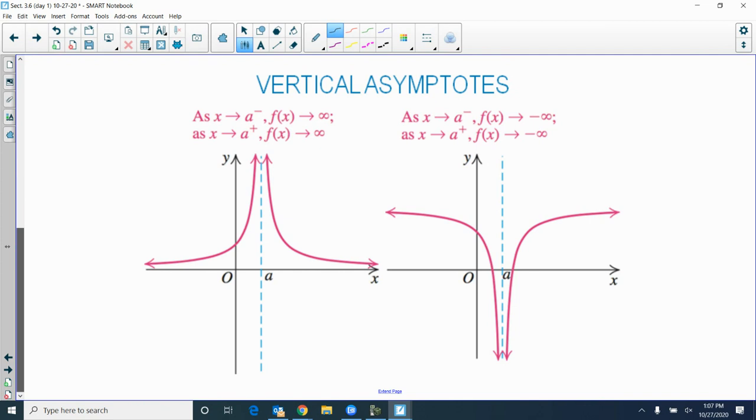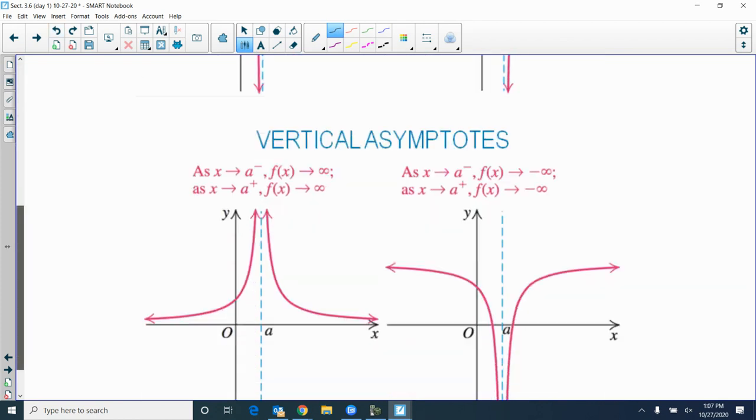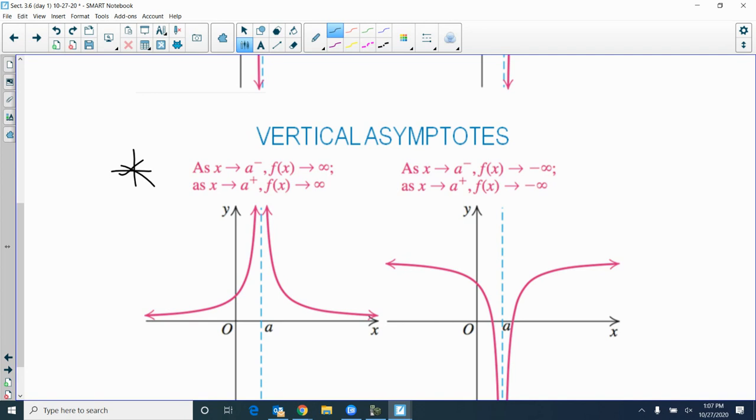So this one here, okay, that first one there, they're both going to positive infinity, and the second one, they're both going to negative infinity.